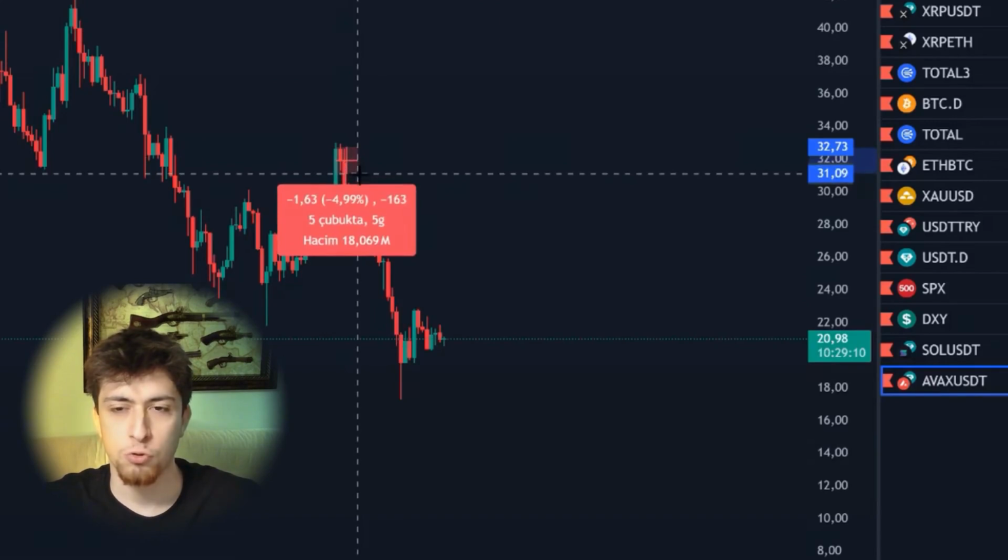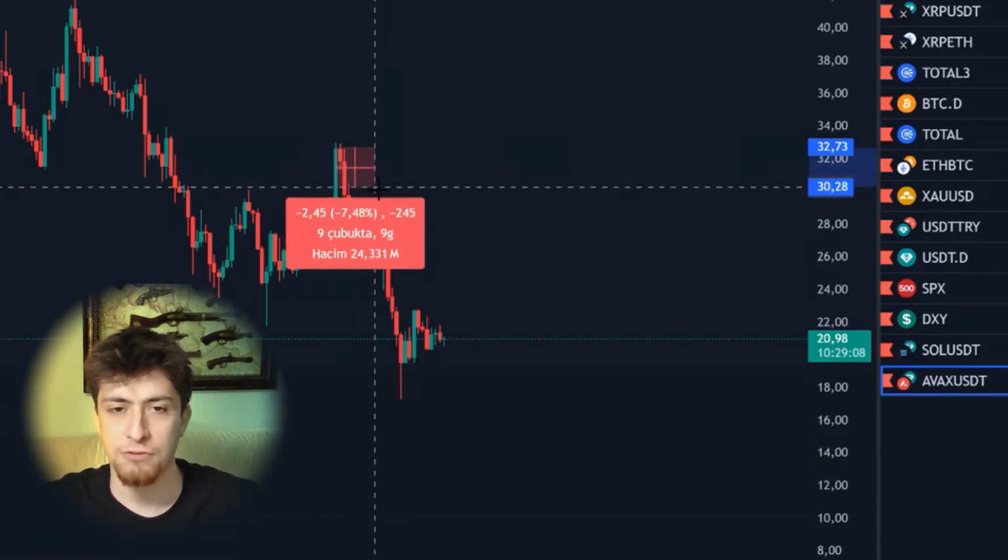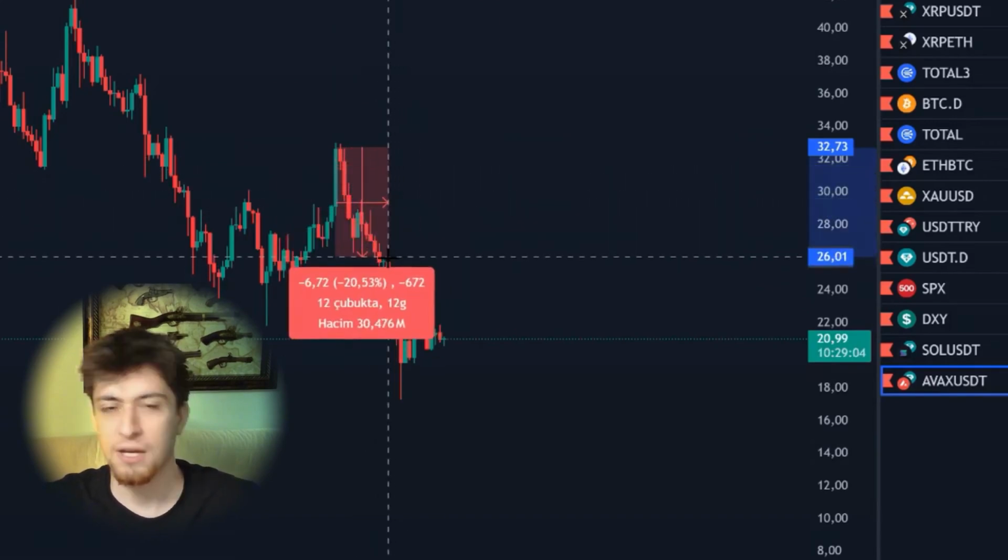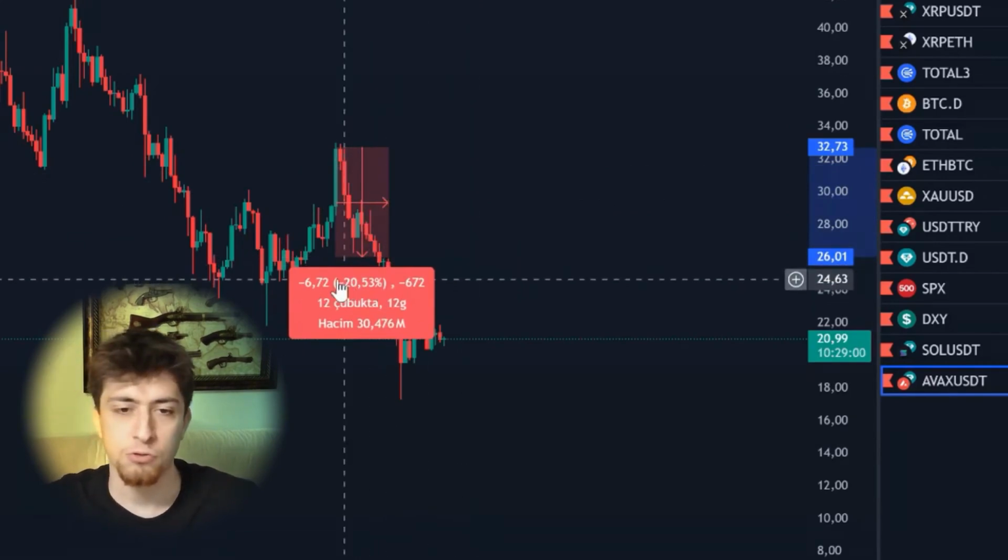Let's say we opened a short position from 32.73. We set an exit target from here. There is a 20% drop in question.